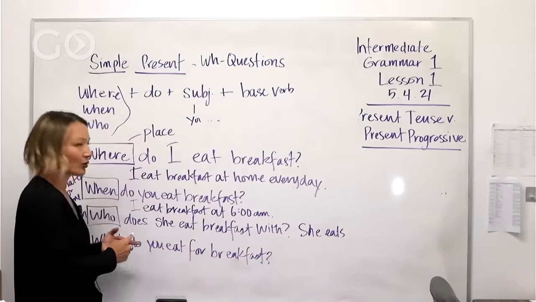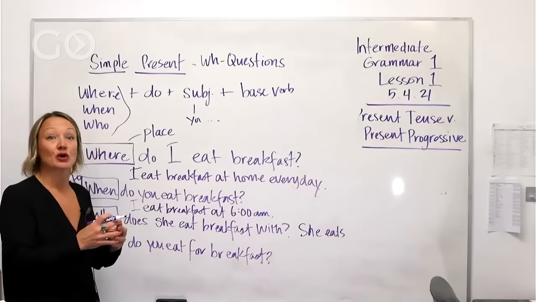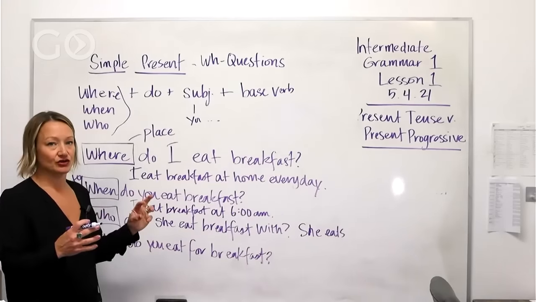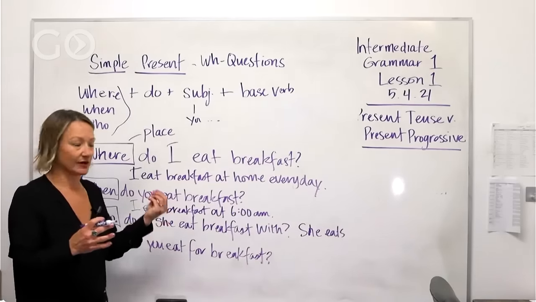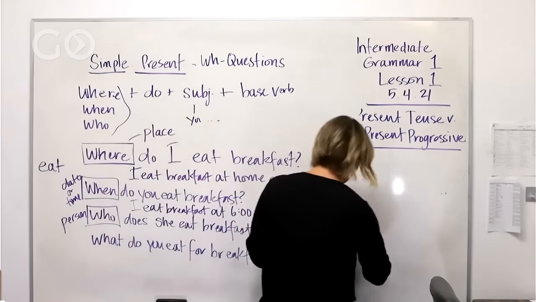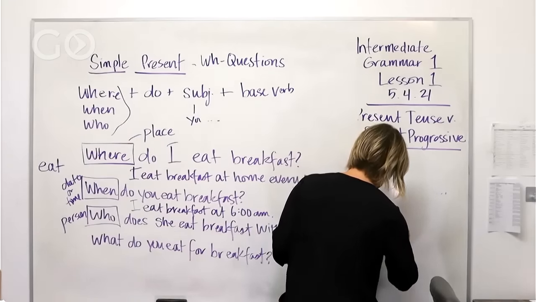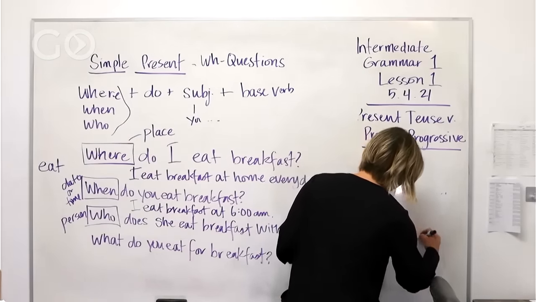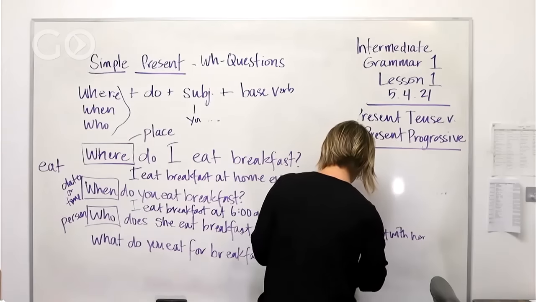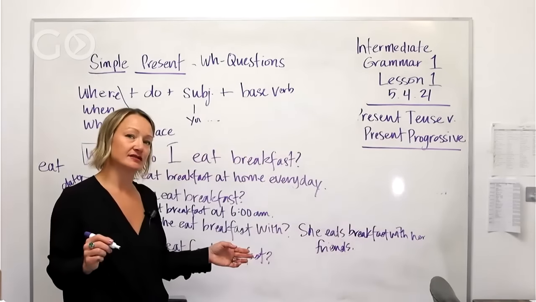This part holds the conjugation for you. So you don't conjugate twice. You don't change the verb twice, okay? She eats, okay, the question is who? She eats breakfast with her friends, okay? She eats breakfast with her friends, okay?